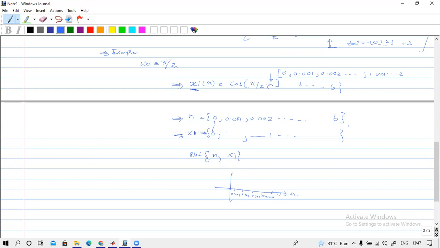From 0, it will get 0. From 0.001, it will get some value. From 0.002, it will get some value. Likewise, it marks those values. When we give the plot command, it just joins these points. Then it plots the graph. So we will see what happened.